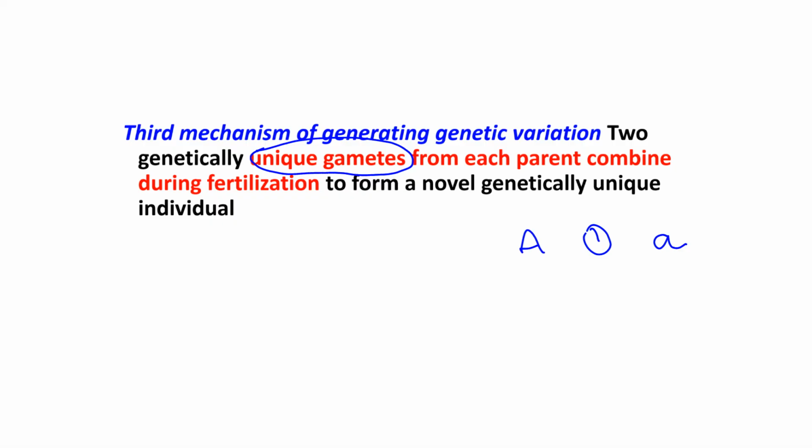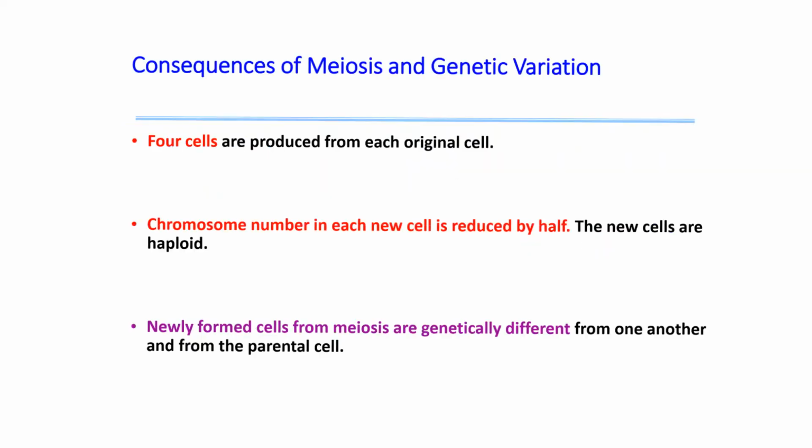So what are the consequences of meiosis? First, one parental cell, which is diploid, gives rise to 4 daughter cells, which are all haploid. You remember meiosis 1 and meiosis 2, so the number of chromosomes is reduced to half during meiosis 1. Now, not only are these 4 cells haploid, but they are also genetically different. And this genetic difference is introduced by crossing over and by random chromosome separation as a result of random alignment during metaphase 1.